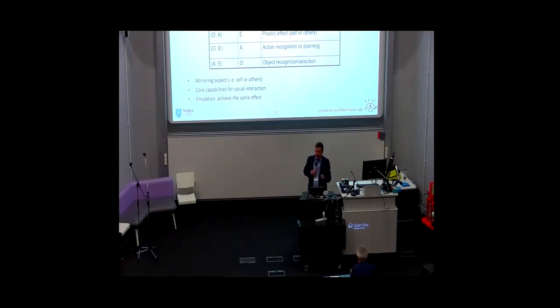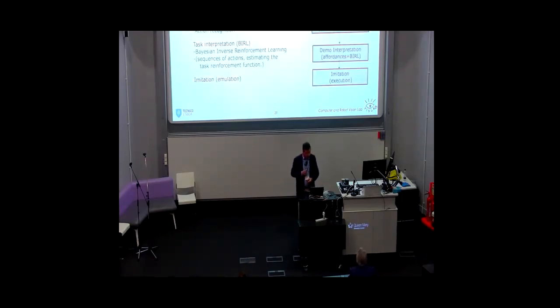So I can plan my actions, or I can recognize the actions of others, and I can also do object recognition and selection. Suppose I see an action and the effect, I cannot see the object, but I can have an educated guess what kind of object this person was using. I could see the hand moving, and I could see writing on the paper. I can guess that the person was using a pen, for example. And again, I can do this to recognize the objects that are being used by others, or I can select the object that I want to use.